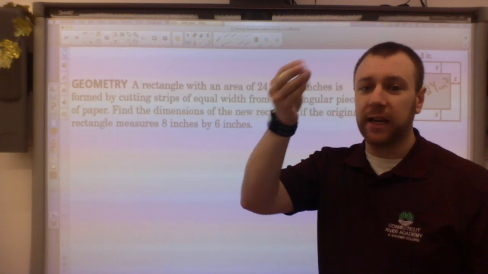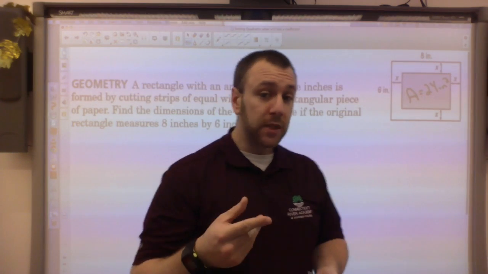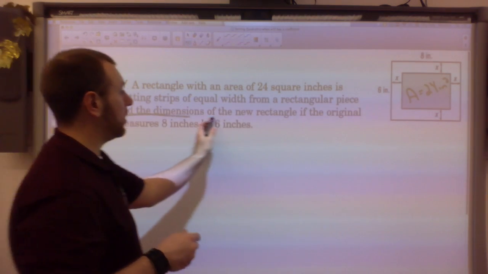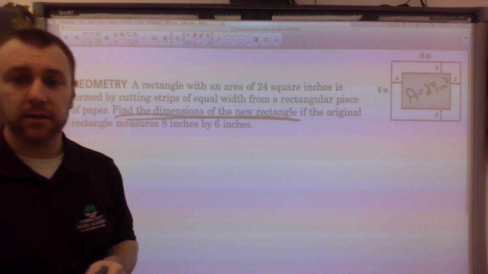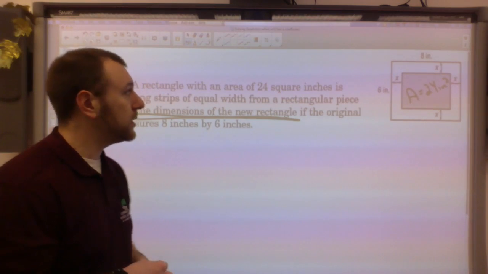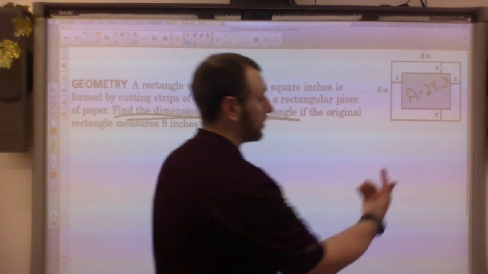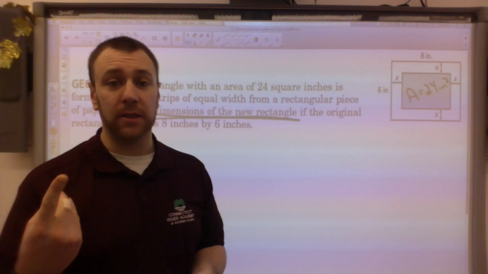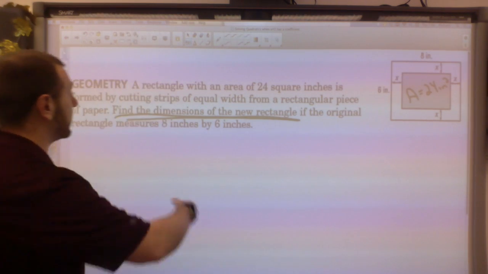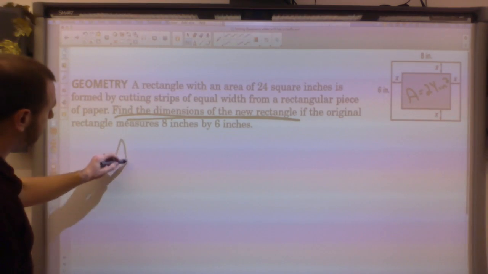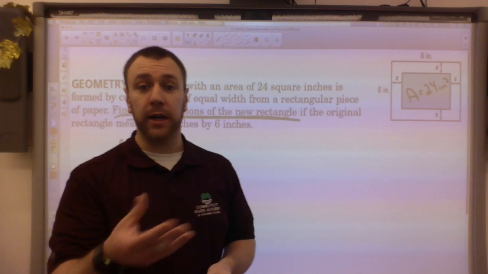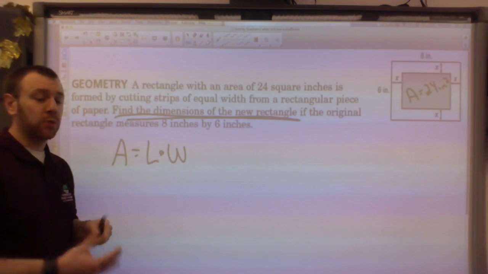So, the first thing you have to ask is, what is the question asking me? Find the dimensions of the new rectangle. That's what it's asking. So it's asking how long is this and how long is this. What don't I know in this problem? Well, I don't know what x is. So there's one variable I don't know. Every time you hear the word area, I have to think, area of a rectangle: length times width. That's a formula I know.